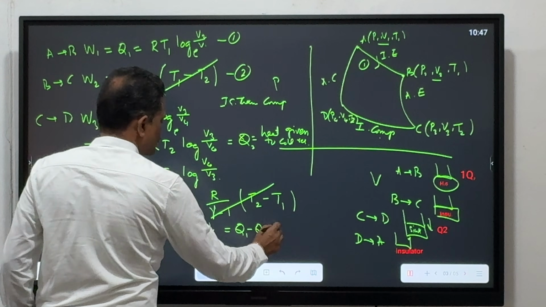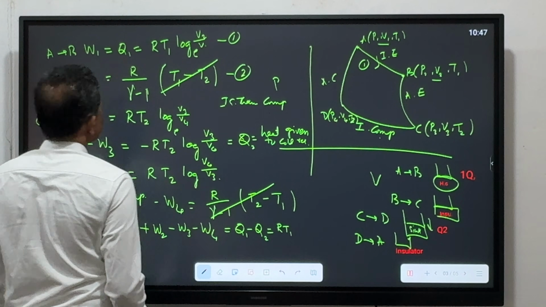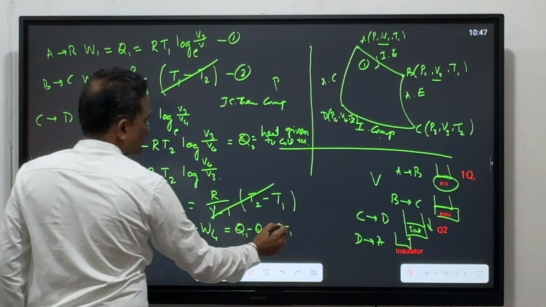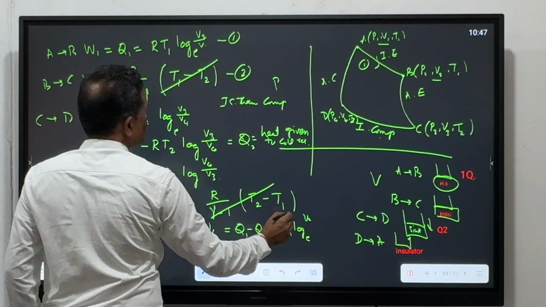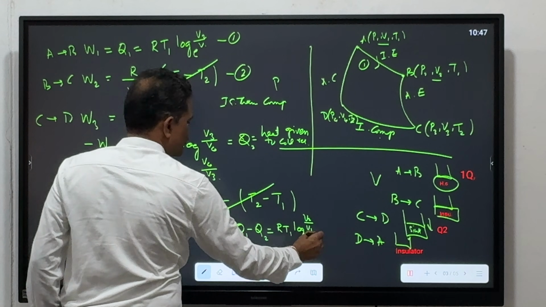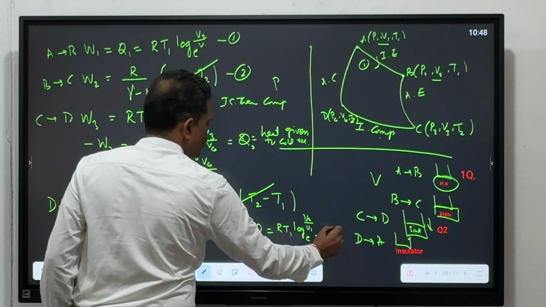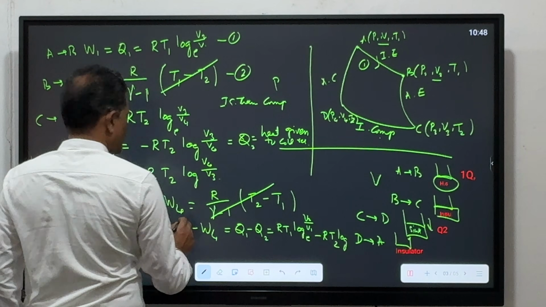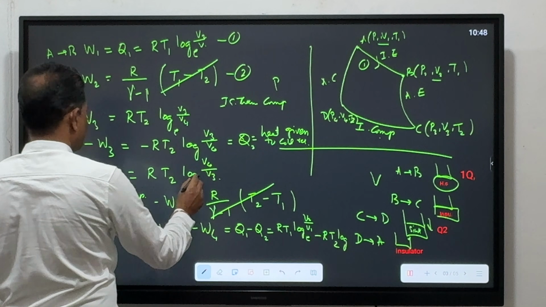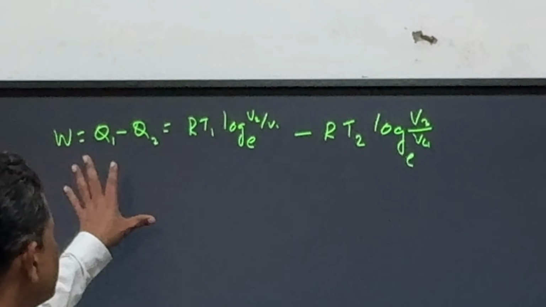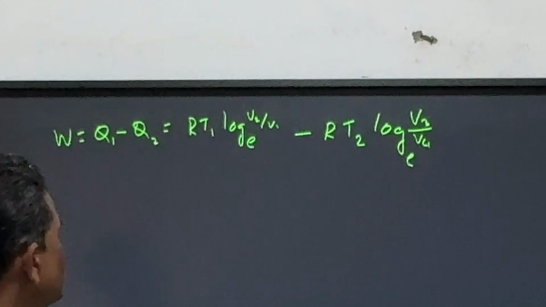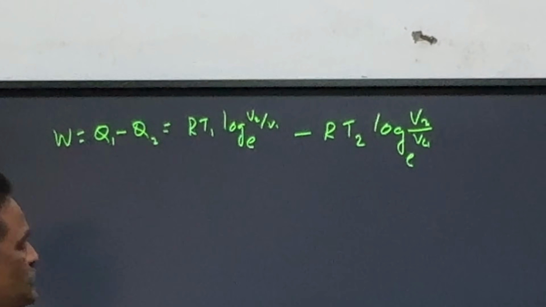This will be equal to RT1 log e V2 by V1 minus RT2 log V4 by V3. So I am rewriting the equation for the work done once again: W is equal to Q1 minus Q2.